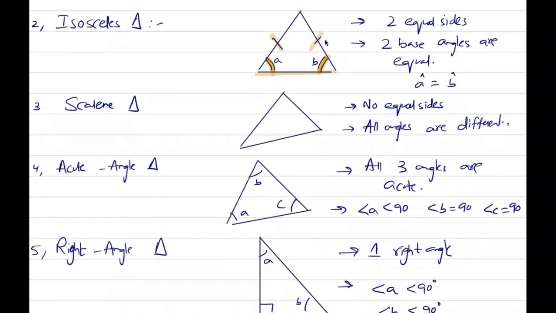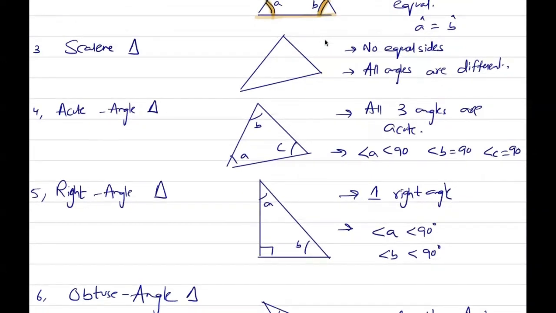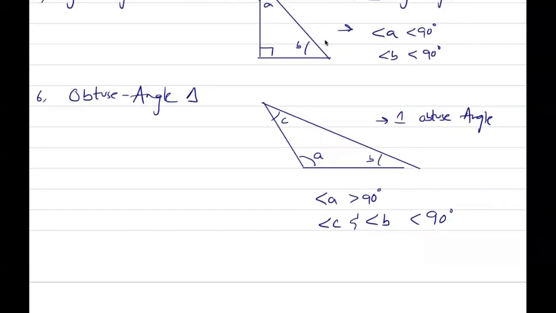An acute angle triangle is a triangle in which all the three angles are less than 90 degrees. A right angle triangle is a triangle in which one of the angles is 90 degrees. That means the other two angles must be acute angles. These two angles will add up to 90, and this is 90. So the sum of all the angles in a triangle is 180. An obtuse angle triangle is one in which one angle is greater than 90. So the other two angles are going to be less than 90.